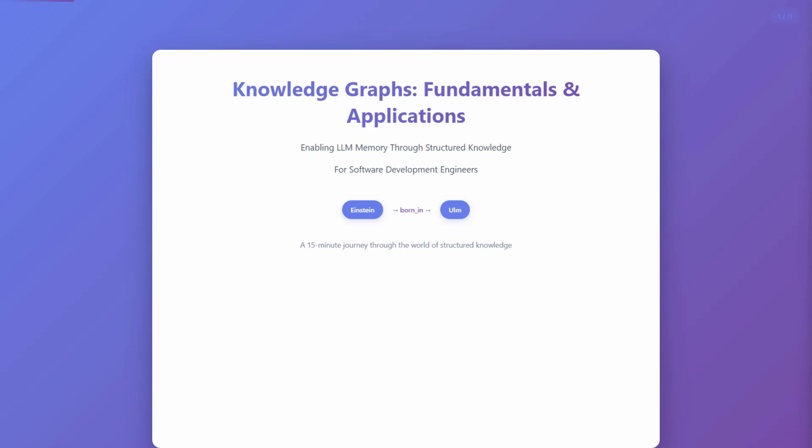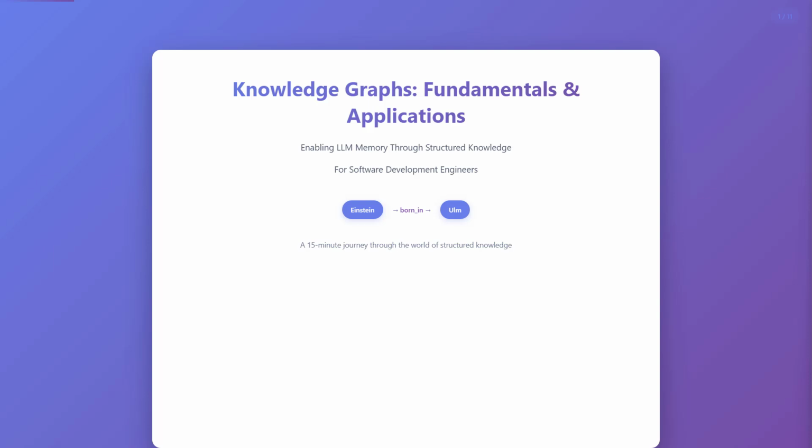Today we're diving into knowledge graphs, a technology that's becoming increasingly important in the AI and data engineering space. You've probably interacted with knowledge graphs without realizing it. Every time you see those information boxes on the right side of Google search results, or when Siri answers factual questions about famous people, you're seeing knowledge graphs in action.